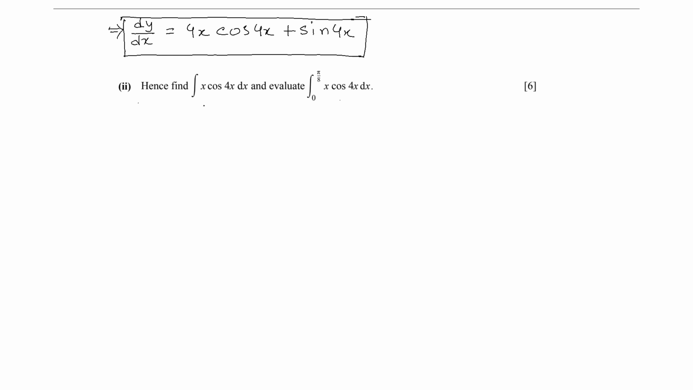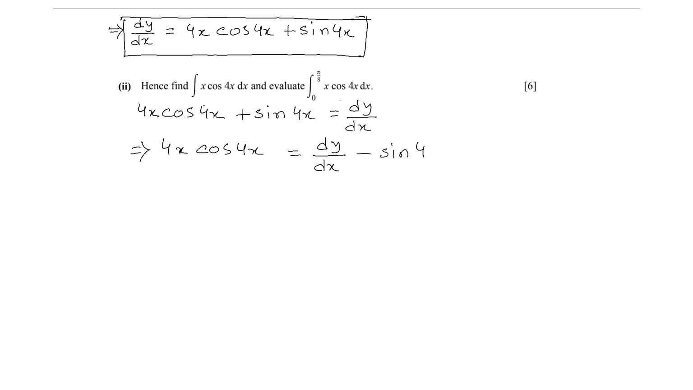Then after finding the result of the integration, we have to find the value of the integration where the lower limit is 0 and the upper limit is pi over 8. That means it's 1/8 of a pi. So let's begin by writing the last line of the first part of this question. And the last line was 4x times cos 4x plus sine 4x is equal to dy over dx. Now let's subtract sine 4x from both sides, and we get in the next line 4x times cos 4x is equal to dy over dx minus sine 4x.